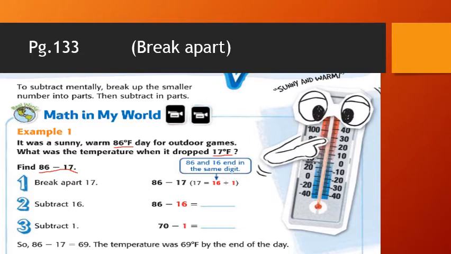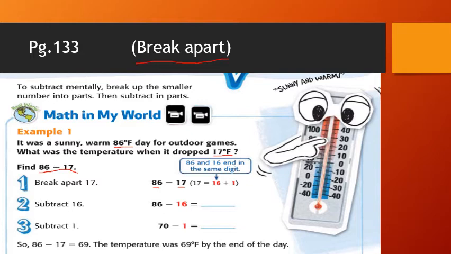When I want to use break apart this strategy, so I will break apart which number? 86 or 17? Of course, I will break apart 17. Why? Because I told you from the beginning, we will break apart the smaller number. Of course, 17 is less than 86.